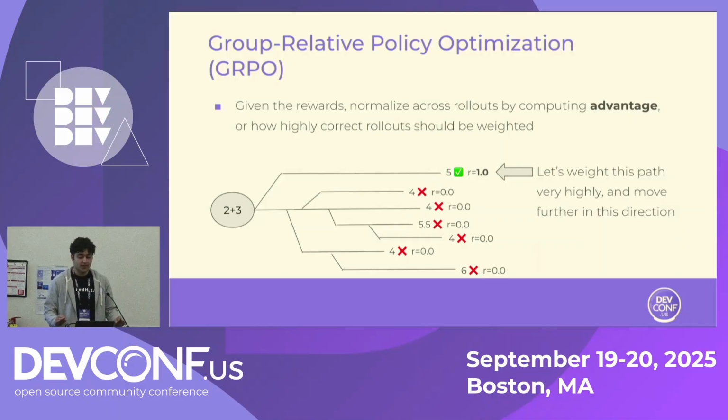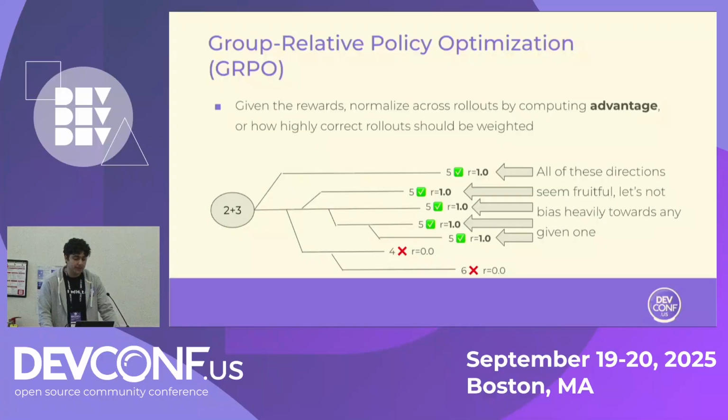We want to say, okay, let's weight this path very highly and move the model further in this direction because we know this actually works. Most of the things you do don't work. This works. We want you to index more heavily into thinking like this for problems that are similar to the one you just tried to solve.